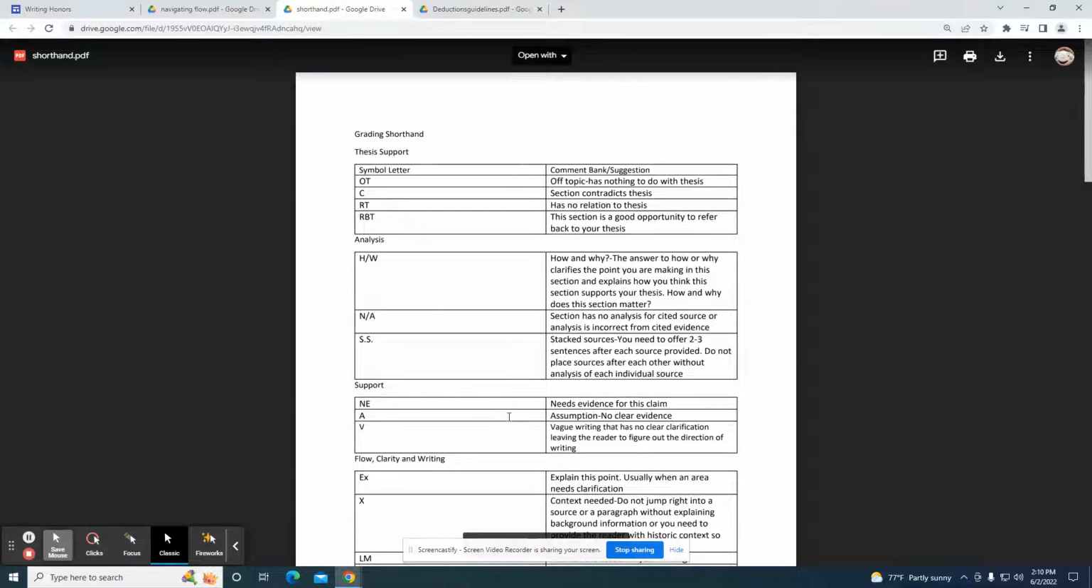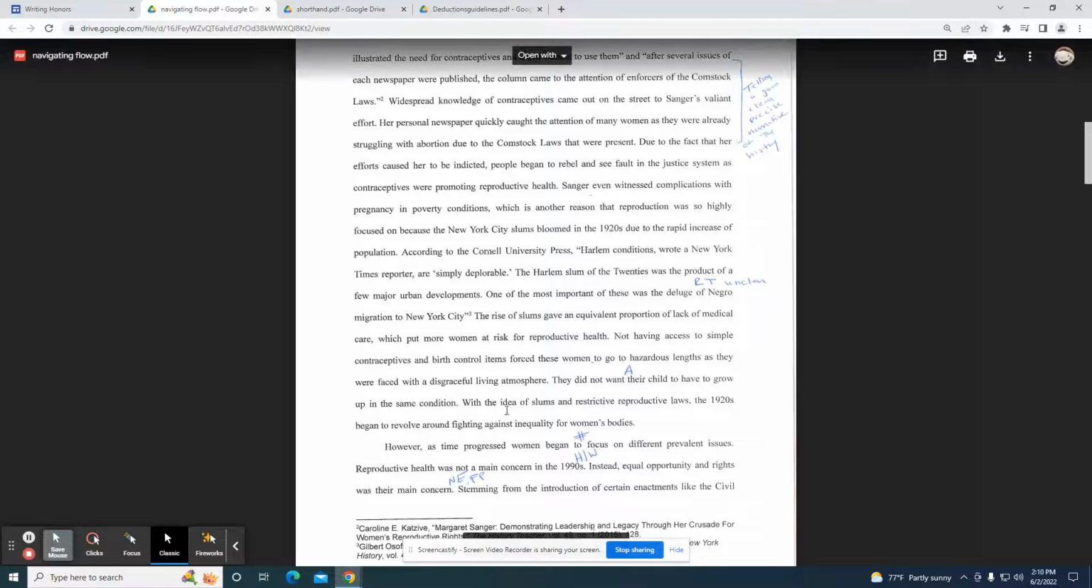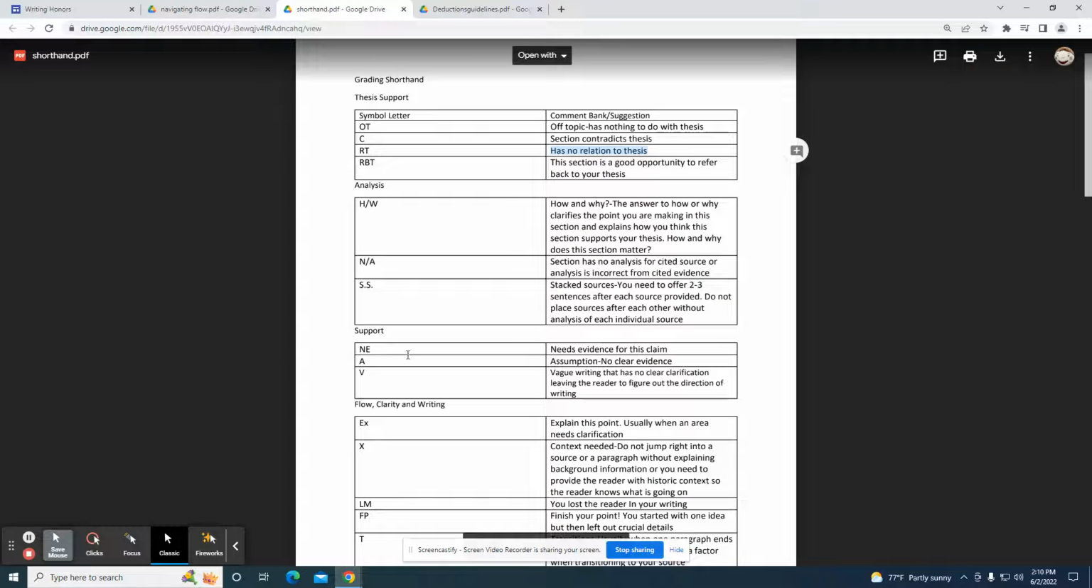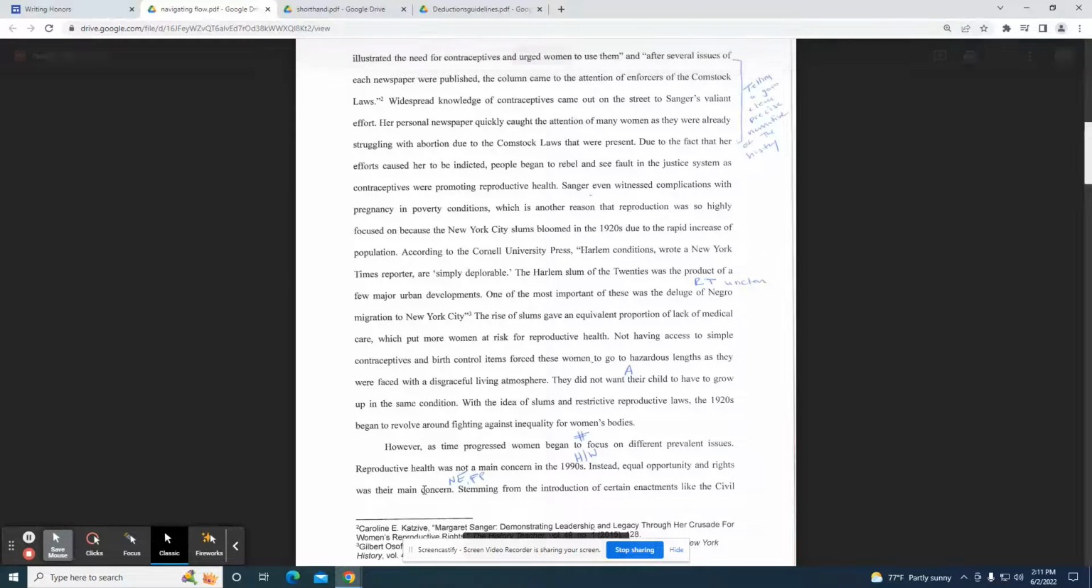And when you go back here, assumption, no clear evidence, and the other one was an RT, has no relation to thesis. So as the reader, this is what I'm thinking at that moment when I'm reading your paper. NEFP, needs evidence for this claim. Reproductive health is not a main concern. Instead, equal opportunity rights was their concern. How do we know that? Here are the student's writing concern. I need to see evidence.